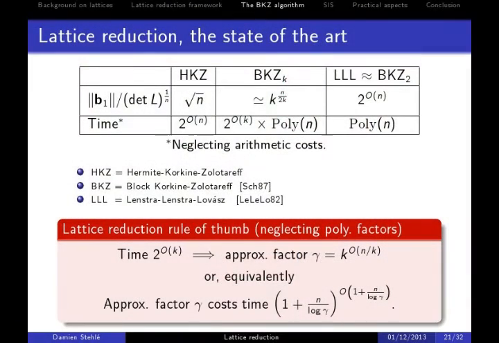Okay, so there is a rule of thumb. If you pay 2 to the k, you get approximation factor k to the n over k. Or even more crudely, you can say 2 to the k and 2 to the soft O of n over k. And this you can rewrite as following. If you want a given approximation factor, because what's interesting for you is not really the block size that you take, but the desired approximation factor. So if you rewrite the cost as a function of the desired approximation factor, you get something like n over log gamma to the n over log gamma.